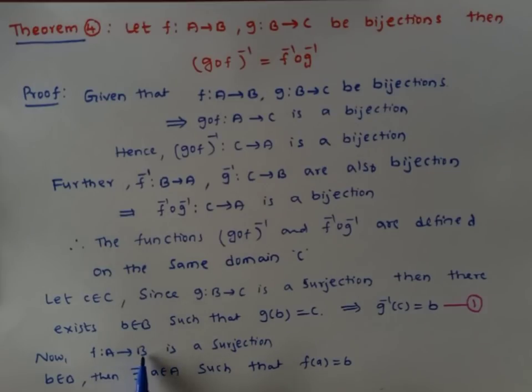For each b belonging to B, there exists an element a belonging to A such that f of a is equal to b. This is for every element of A that has an image. So then, since f already has an inverse, we can express this as f inverse of b is equal to a, right? F of a equal to b means f inverse of b is a. So let it be, this is equation 2.